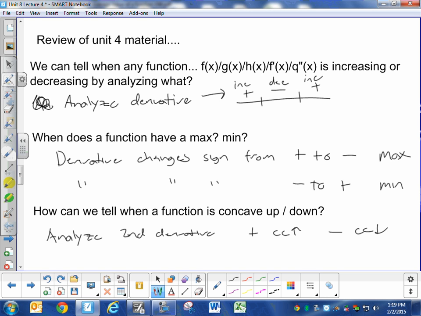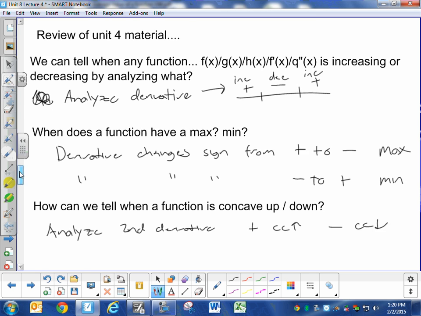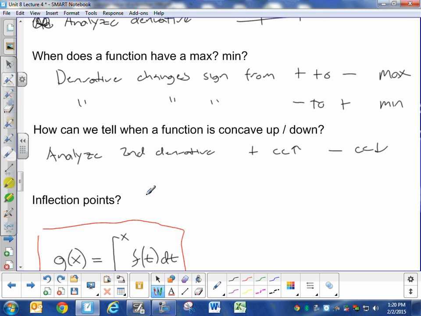Any function, analyze its derivative. It's going to tell you if it's increasing or decreasing. Any function, analyze the second derivative. You'll see when it's concave up, concave down. Okay, inflection points, that's when the second derivative changes sign.